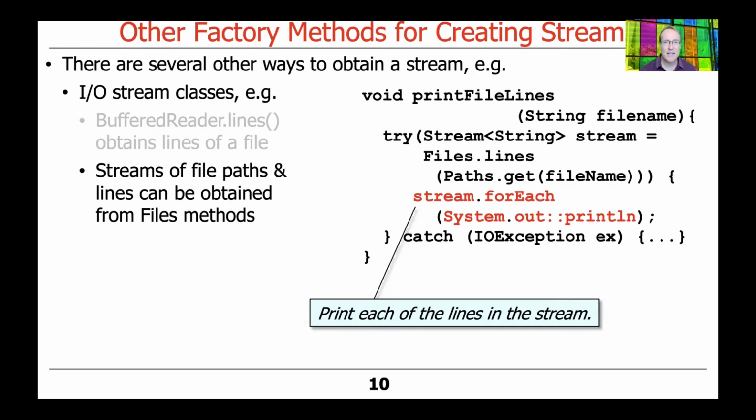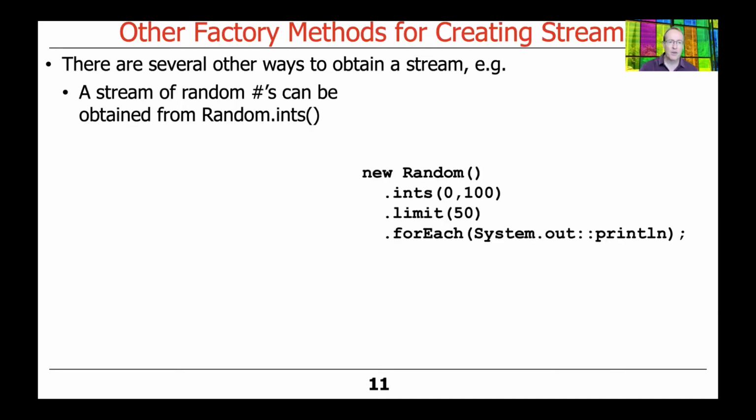So similar kind of idea. Again, this is just illustrating how the factory methods work. In practice, you'd want to do something between creating the stream and printing it. That would make it much more interesting.